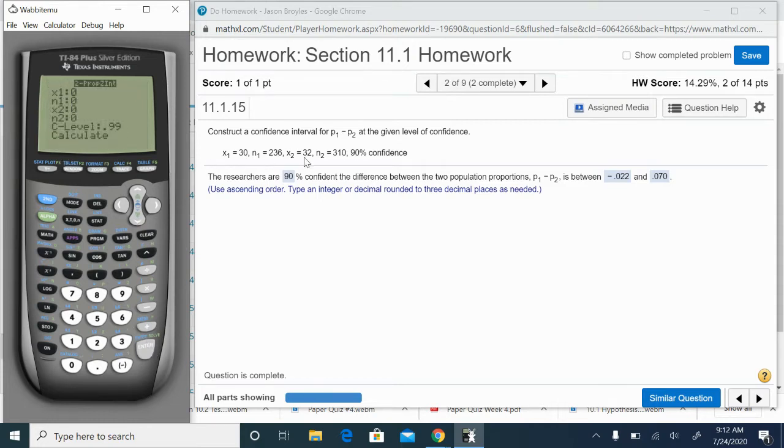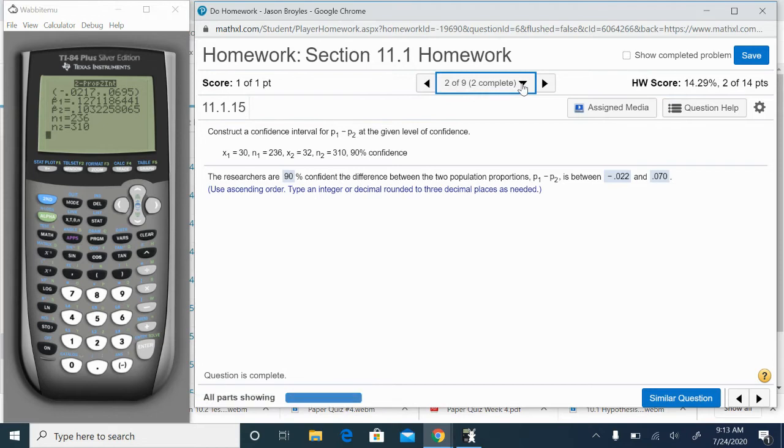And we're just going to put the information exactly as they give it to us. So x1 is 30, n1 is 236, x2 is 32, n2 is 310, and the confidence level is 90%. And we get negative 0.022 if you round it, and 0.070 if you round it. Some of the later problems will ask you to construct a confidence interval as well. It should be this 2-prop z interval for all of the ones in this section.